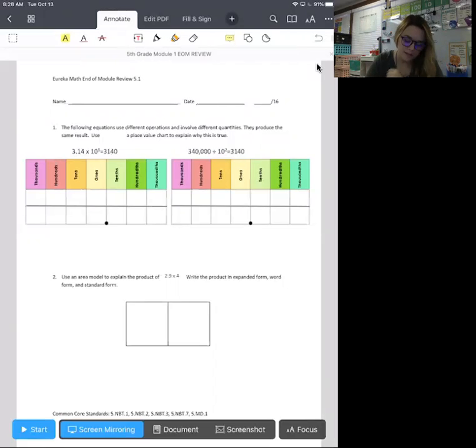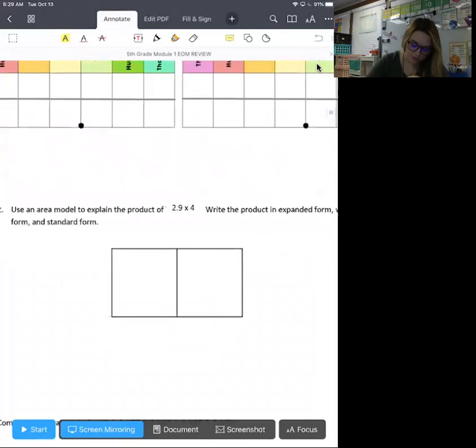So number one, you are using a place value chart to show why both of these equations equal the same number. So you're going to show the first number and then multiply it or divide it by that power of 10 and show why they equal the same thing.